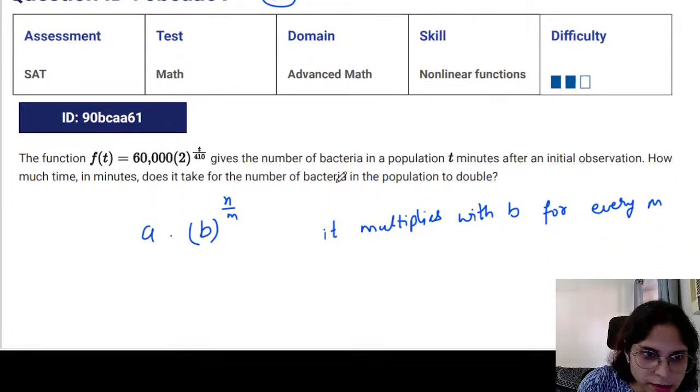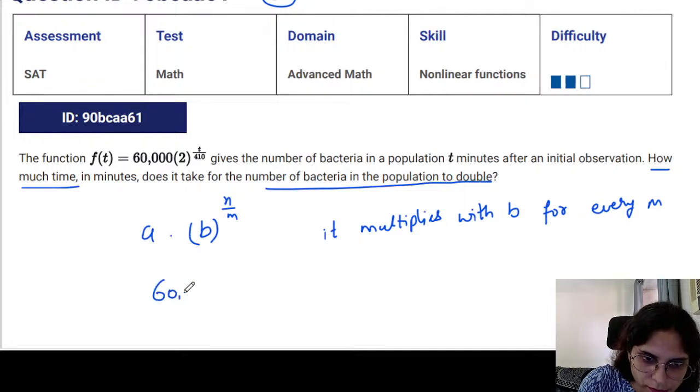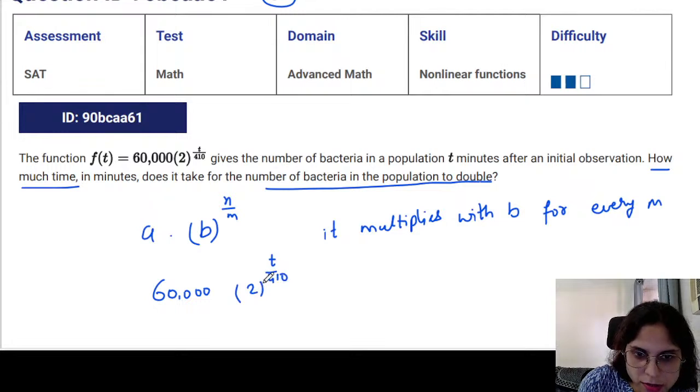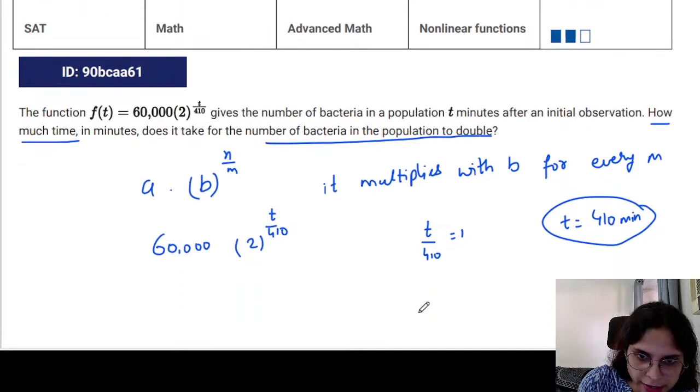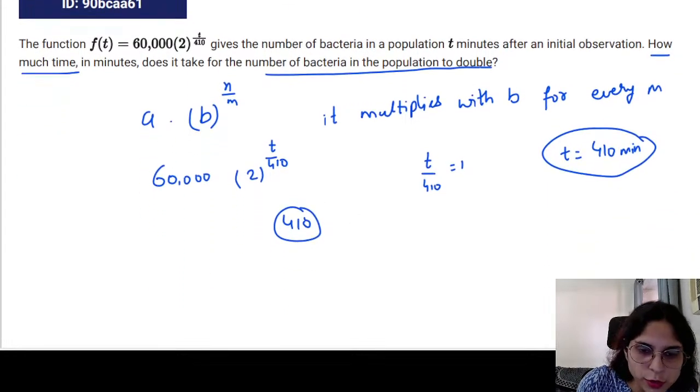And that is what they are asking. How much time does it take for the number of bacteria in the population to double? So you have to make 60,000 times 2. So that means this should be 2 to the power 1, right? T over 410 should be 1. That means t should be equal to 410 minutes. So after 410, the population is going to double.